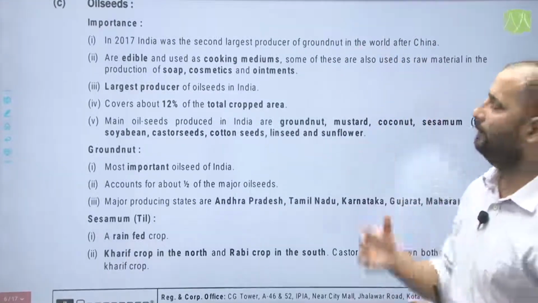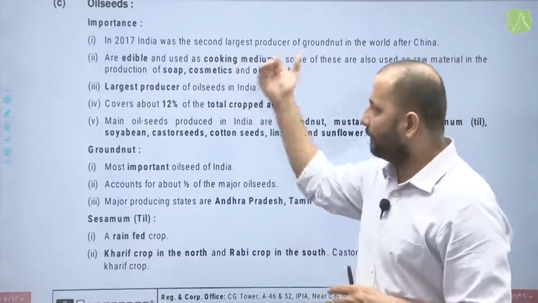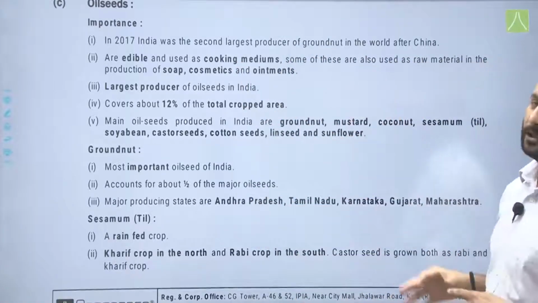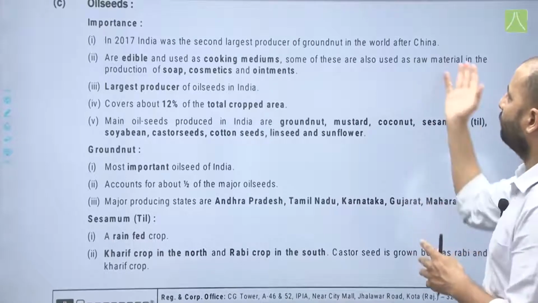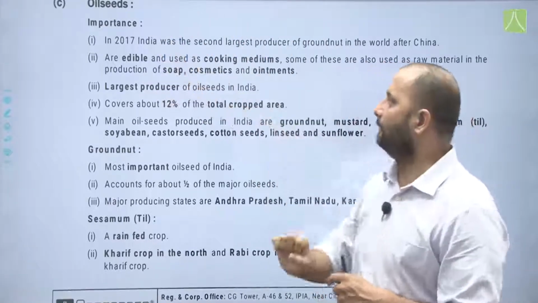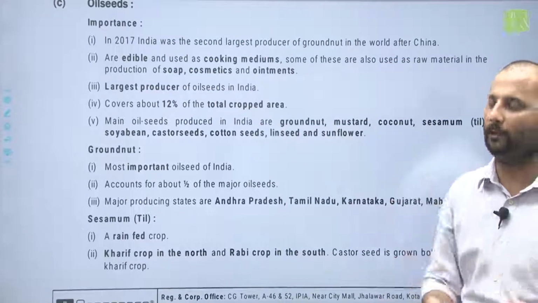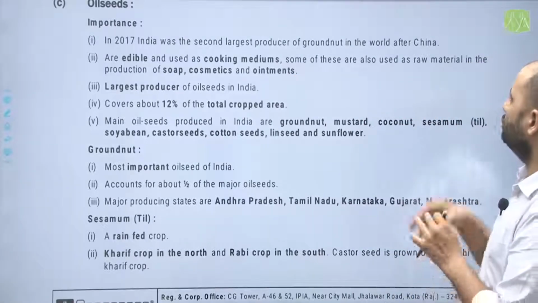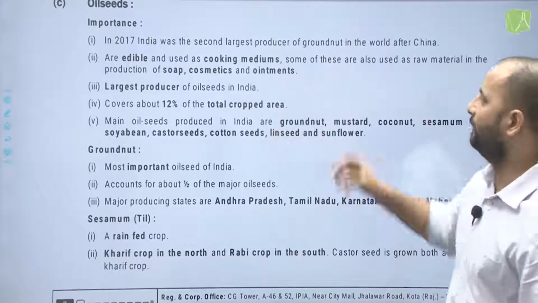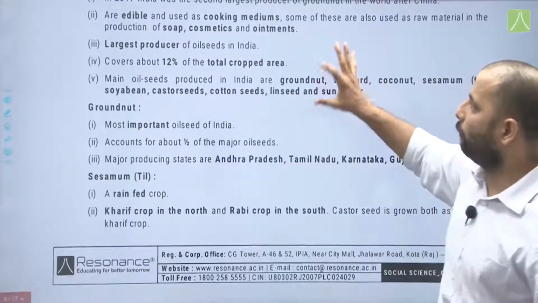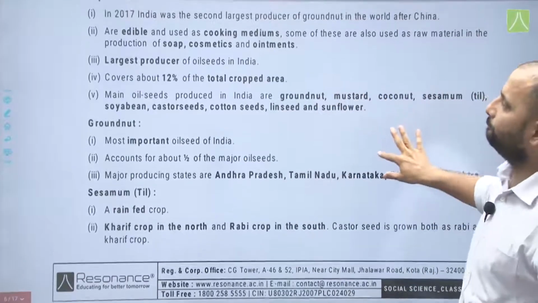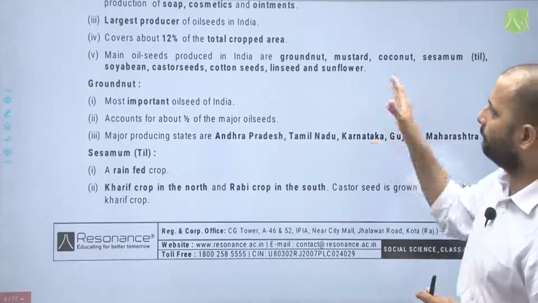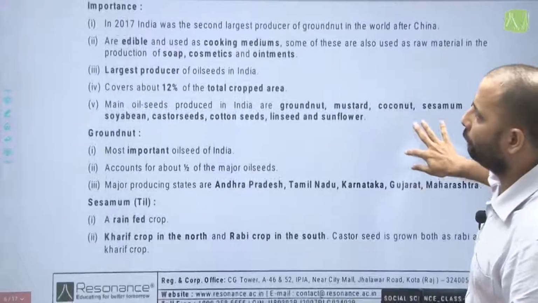Oilseeds, again importance, and we have classified groundnut and sesame. India was the second largest producer of groundnut in the world after China, according to 2017. Edible oils are used for eating and as cooking mediums. Some of these are used as raw material in the production of soap and cosmetics. India is among the largest producers of oil seeds, covering about 12% of the total cropped area.